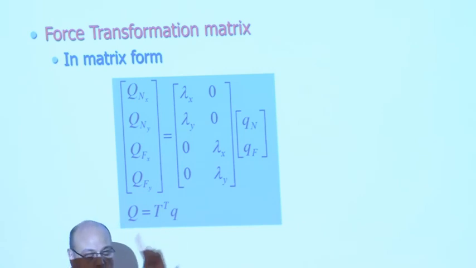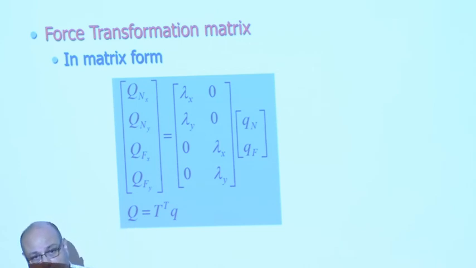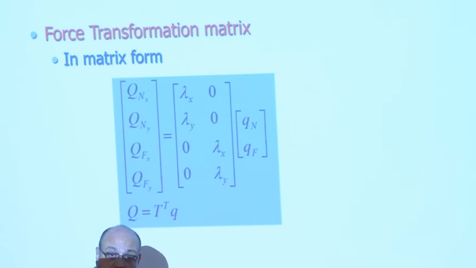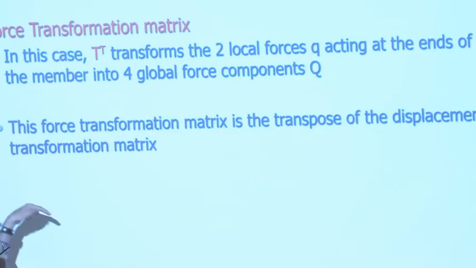Step number one, we find the stiffness matrix in the local coordinates. Step number two is we got the transformation from local coordinate system to global coordinate system in displacement. Step number three is we got this transformation for forces from local to global as well. What is our ultimate objective? Our ultimate objective is to find the stiffness matrix in global coordinate system, and this is what we are going to do in a second.